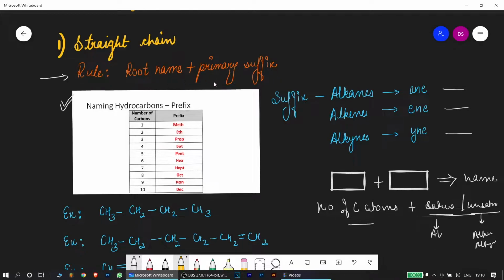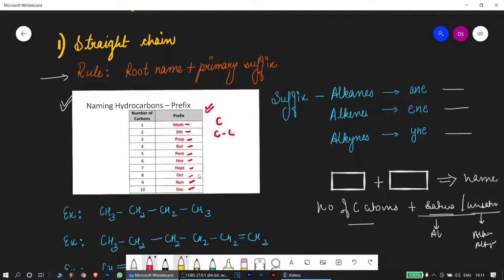Now what is the root name? Root name is depending upon the number of carbon atoms present in a compound, you have to give root name. Here is the list of the root names. Now imagine if you have one carbon atom only, then you're going to use the root name meth. If you have two carbon atoms joined together, then you are going to use eth. If you have three, you are going to use prop. 4 but, 5 pent, 6 hex, 7 hept, 8 oct, 9 non, and 10 dec.